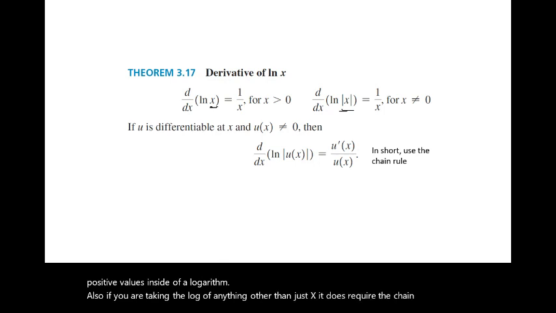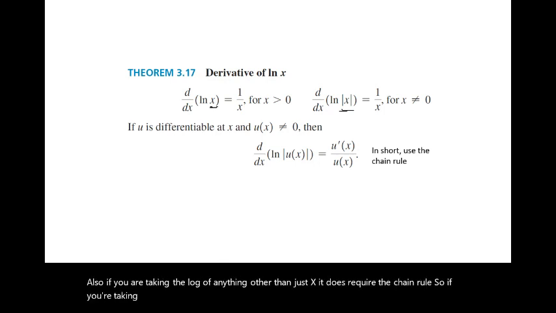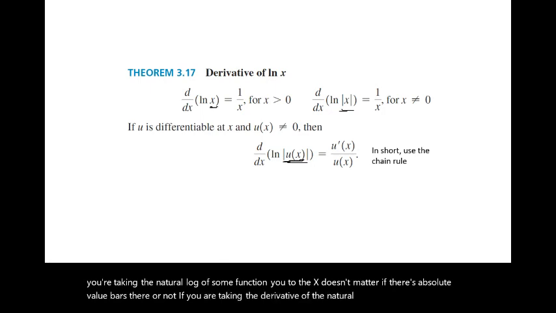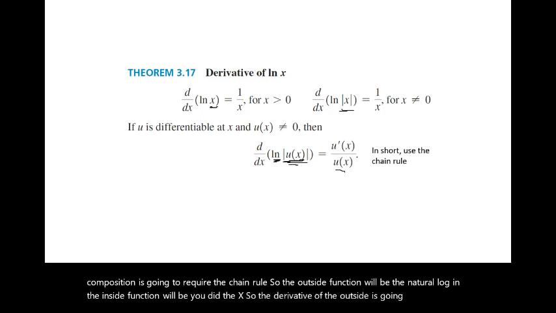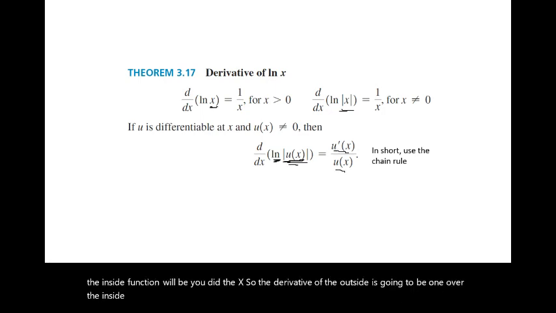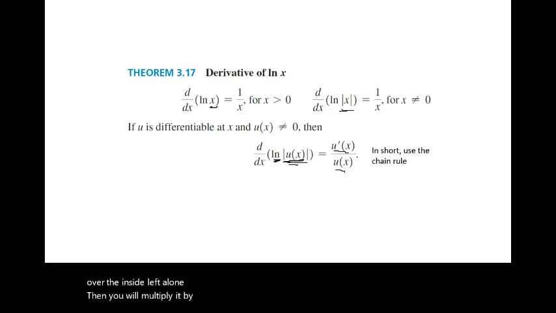Also, if you are taking the log of anything other than just x, it does require the chain rule. So if you're taking the natural log of some function u of x, it doesn't matter if there are absolute value bars there or not; that composition is going to require the chain rule. The outside function will be the natural log and the inside function will be the u of x. So the derivative of the outside is going to be 1 over the inside left alone. Then you will multiply it by the derivative of the inside.